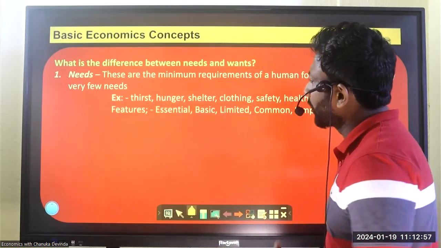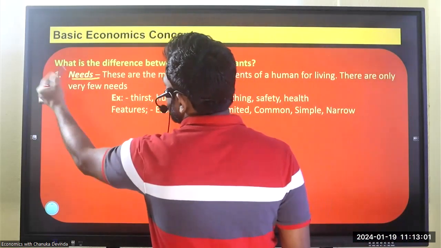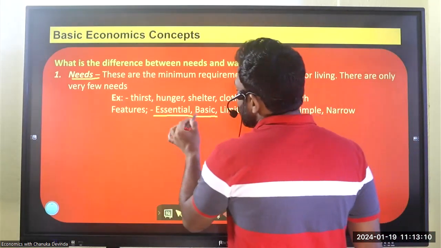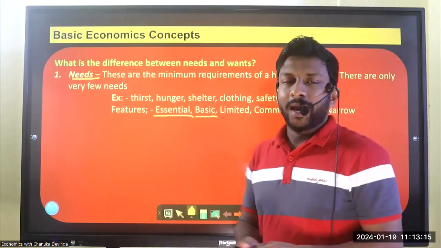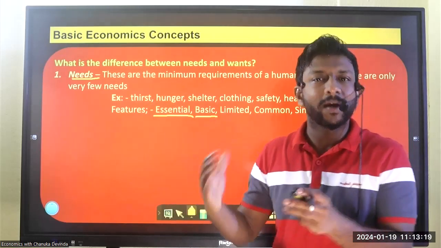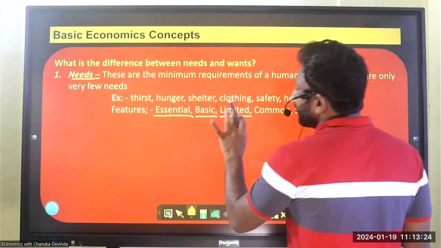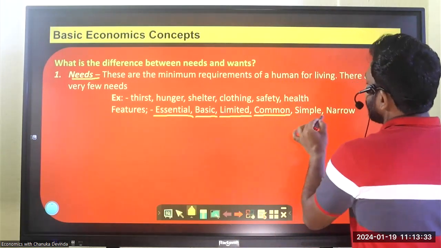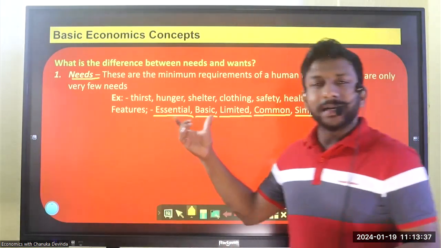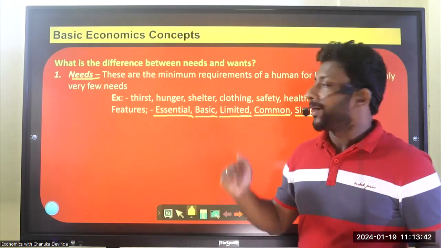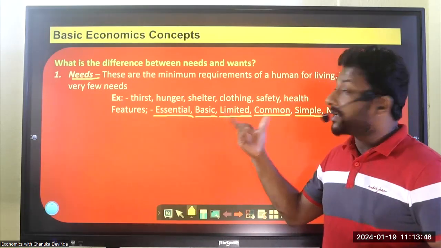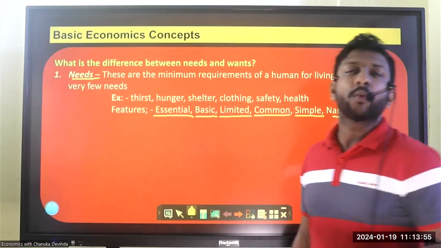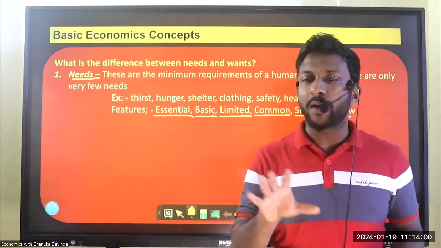So these are the features of needs, right? What are the features? Needs are essential. Needs are basic. Those are basic to survive, right? There are limited needs and they are common. They are common, they are limited, and also simple and narrow, right? They are essential for human beings and for survival. They are basic requirements and they are limited. Very few needs are there, and they are very simple as well as narrow. Those are the features or characteristics of needs.